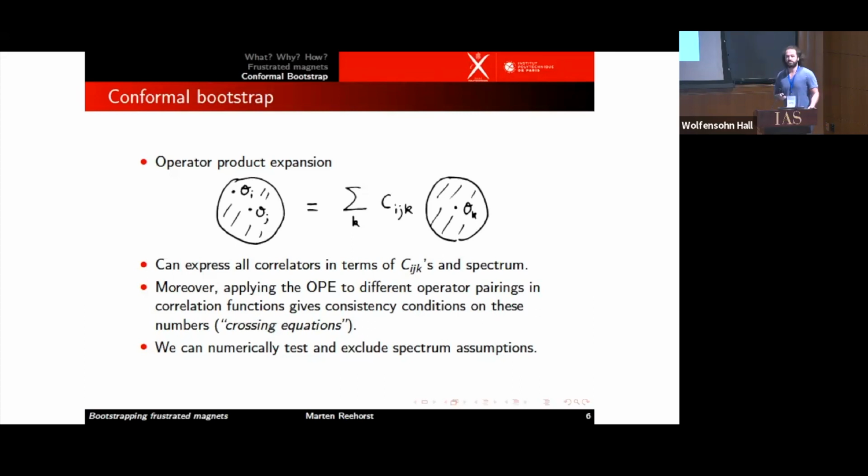Moreover, there are multiple ways you can do this. If you take, for example, a 4-point function, you can take the OPE between the first and second and the third and fourth operator, or you can also take it between the first and third and the second and fourth. This means that you get a consistency relation on these OPE coefficients and the spectrum, which are the terms that are allowed to appear in this sum. The CFT is not consistent for just any choice of these values. And so you can do a numerical test to exclude a certain assumption on the spectrum. And the spectrum is equivalent to the critical exponents that you would like to determine.